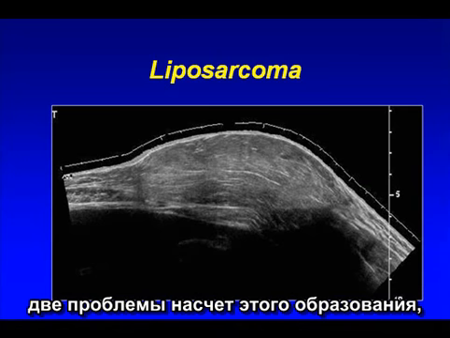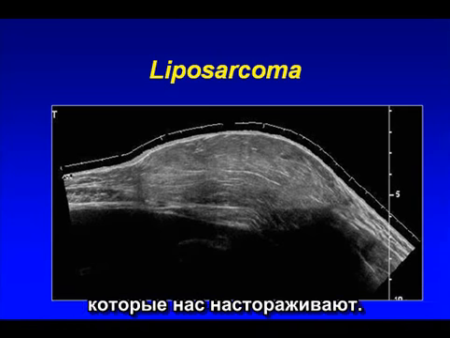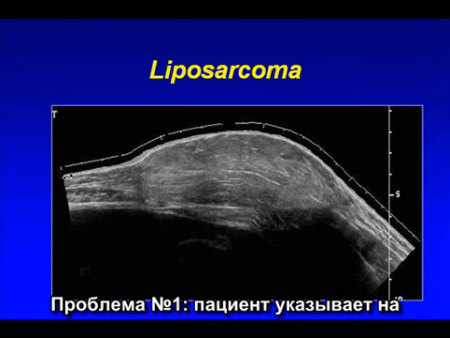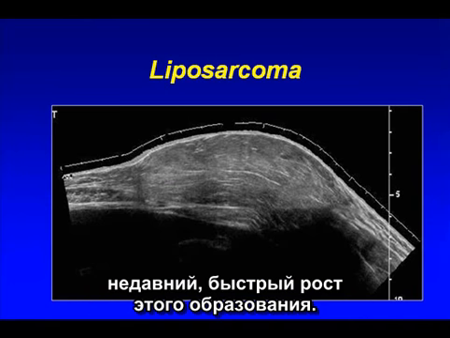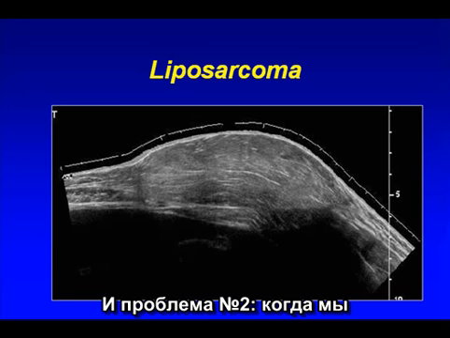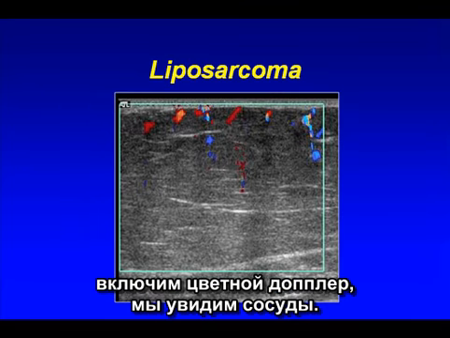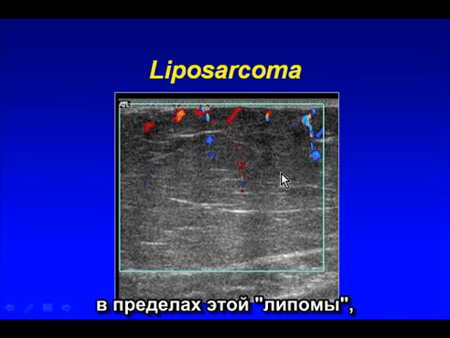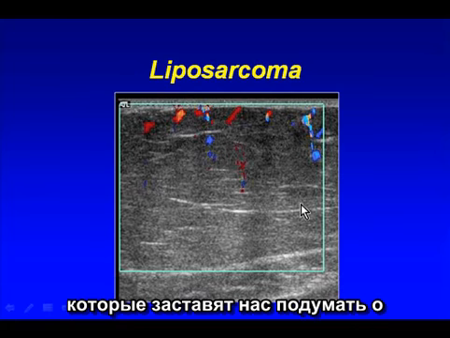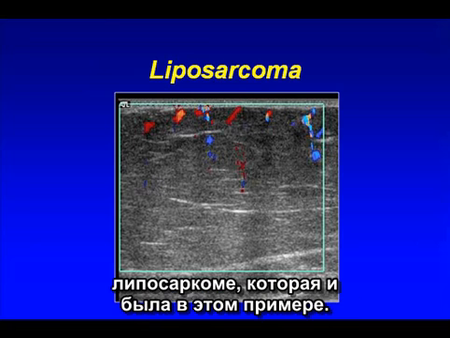But there were two problems about this that made me worry about it. Number one is that the patient said it had recently been growing very rapidly. And the second thing is that when we put the color Doppler on, we saw vessels, kind of irregular vessels within the lipoma, which made us think more that it was a liposarcoma, which is what it turned out to be.